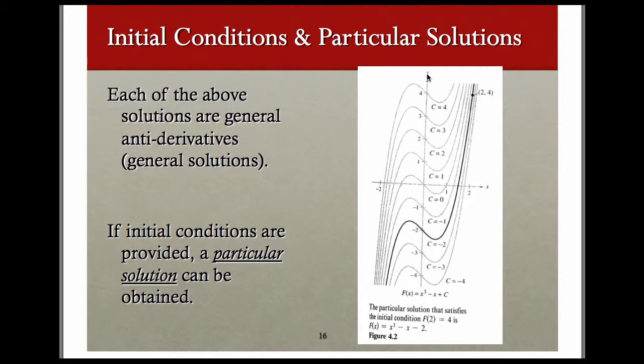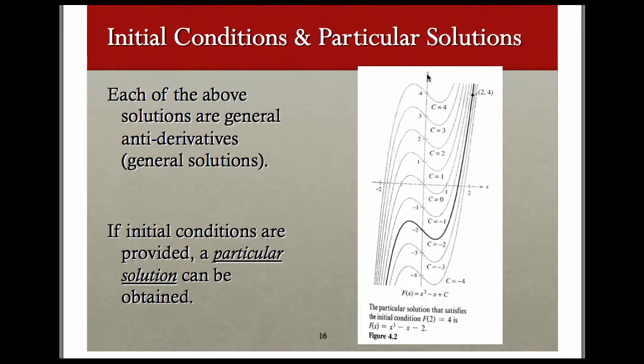If you can read the little fine print underneath the graphs that you're looking at, this is the particular solution that satisfies the condition that f of 2 is 4 when the function is x cubed minus x minus 2. So really, you're going to be given initial conditions that will enable you to find what the plus C value is. And that's what you're looking at here.